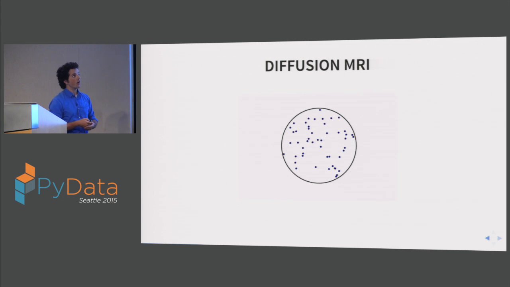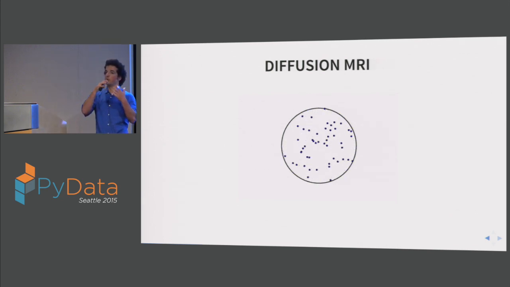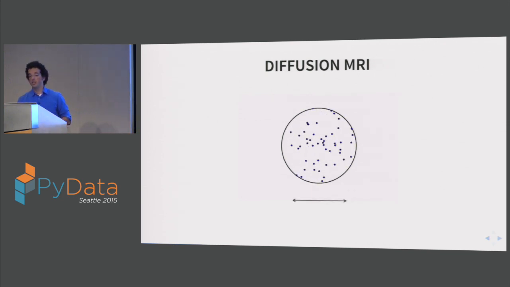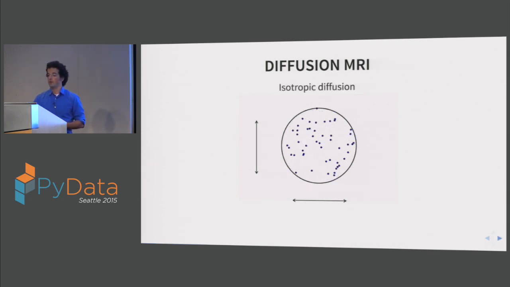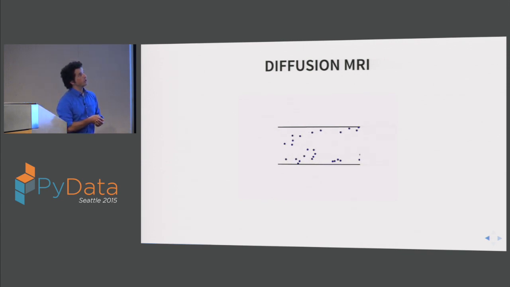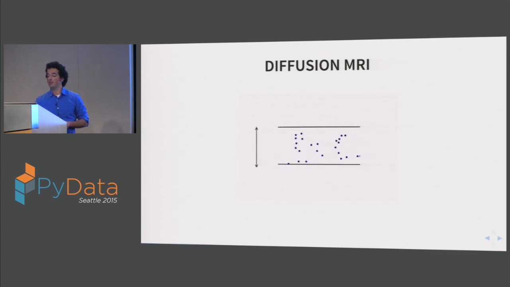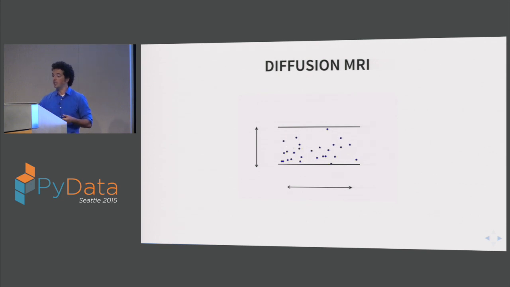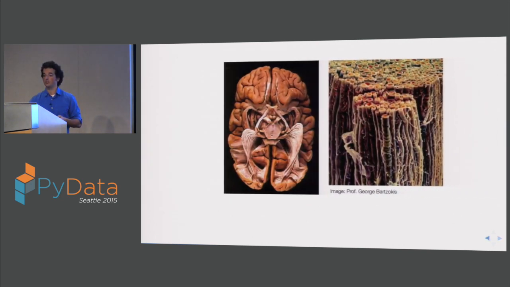Now, here's sort of a toy example of what this might look like. If we had a cell that's completely round, water would be free to diffuse within the cell in all directions equally. And we'd call that isotropic diffusion. But if you think about one of these tubes, water is now free to diffuse along the length of this tube, along the length of the axon, more than across the boundaries of the axon. And this kind of diffusion is anisotropic. And we can measure this anisotropy.